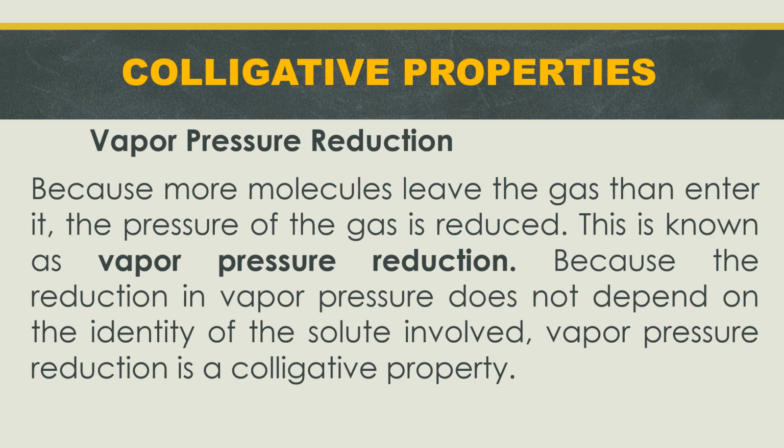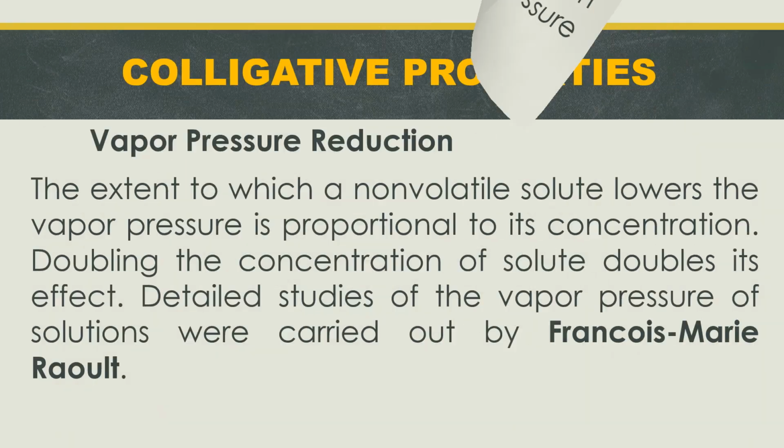Because the reduction in vapor pressure does not depend on the identity of the solute involved or its chemical properties, vapor pressure reduction is a colligative property, kasi nagdedepende siya dun sa amount ng non-volatile solute na dinagdag dun sa pure solvent. And it does not have anything to do with the chemical identity of the solute that was added dun sa solvent natin.